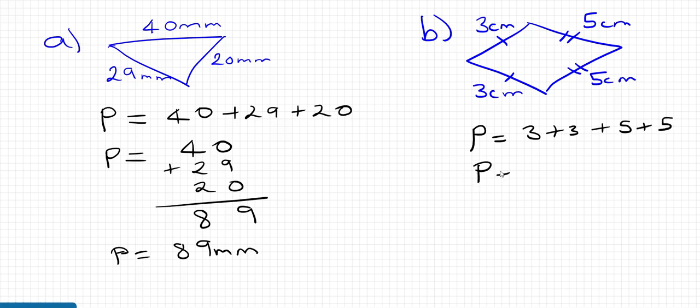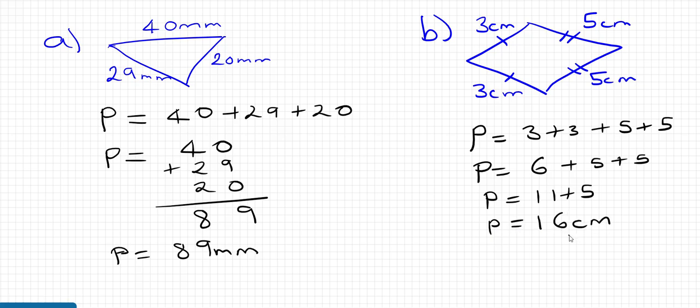So my perimeter is equal to, I can pretty much add all of these up together. If I do it step by step, 3 plus 3 is just 6, plus my 5 plus my 5. P is 6 plus 5 is 11, and 11 plus 5 gives me 16. And don't forget to write centimeters, that's our unit.